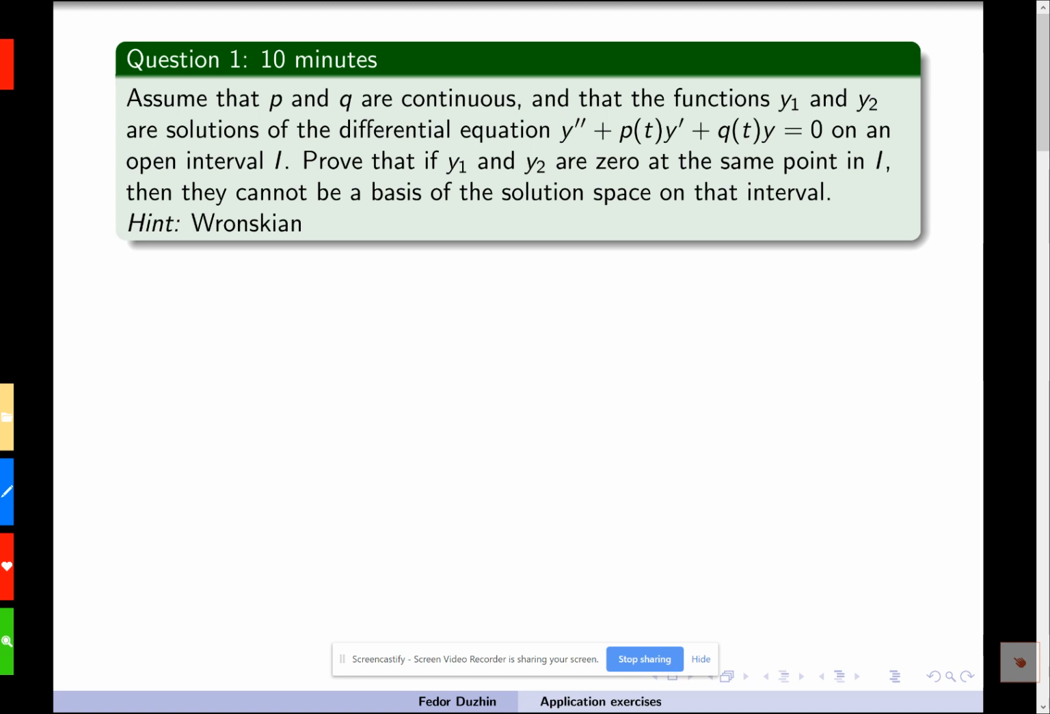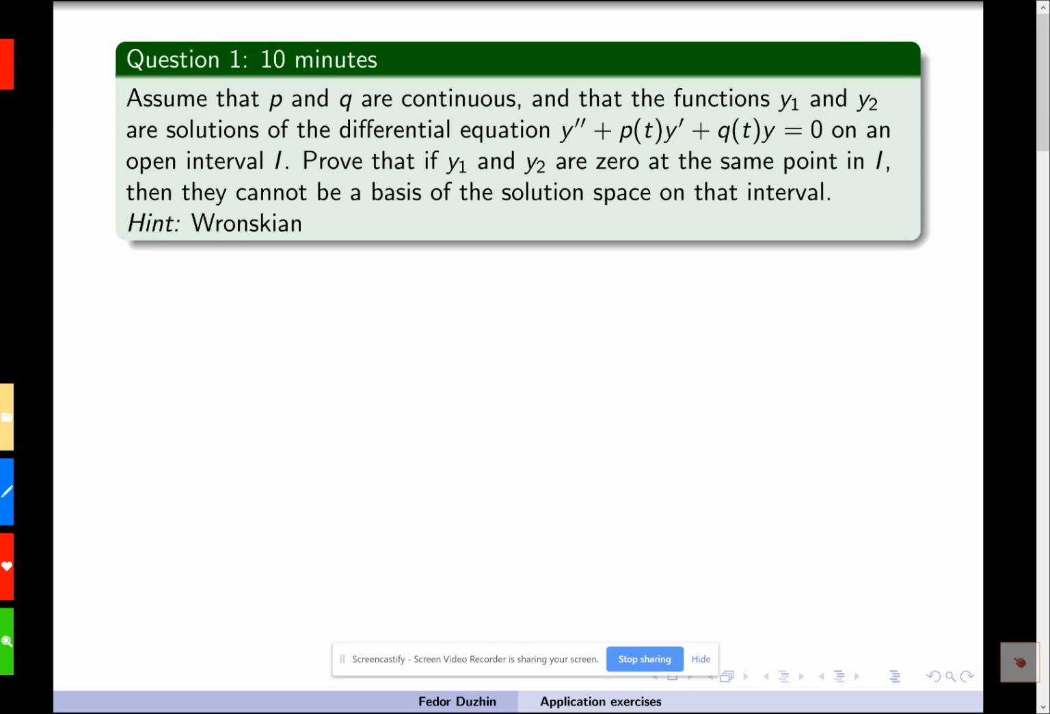Well, before explaining how to solve this question, let me share with you a typical kind of mistake that I've seen in my class. So here we assume that P and Q are continuous functions of t, and we know that y1 and y2 are solutions of the linear differential equation y double prime plus py prime plus qy is 0, right?